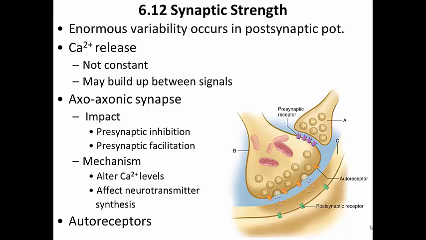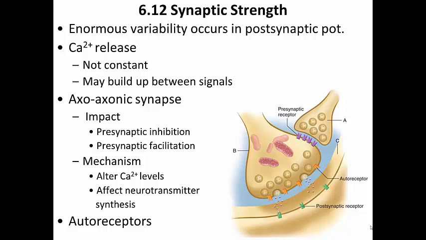Now, why would calcium levels vary from event to event? Well, the main reason would be that calcium builds up between successive stimulatory events, in other words, between successive action potentials that reach the axon terminal. So one action potential arrives, calcium is released, the whole event with the fusion of the vesicle with the presynaptic membrane occurs, and then calcium levels start to go down.